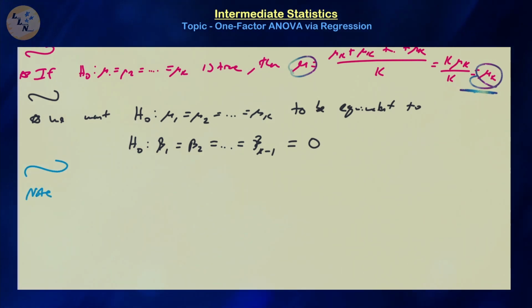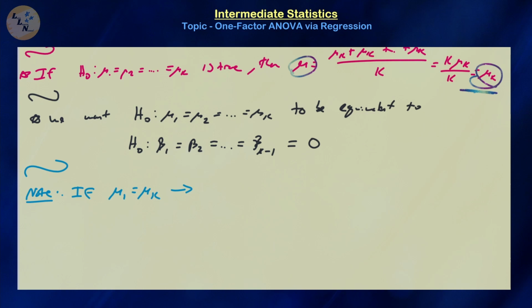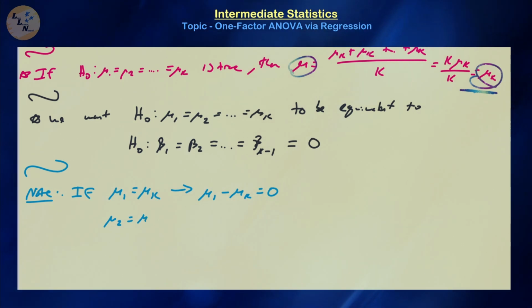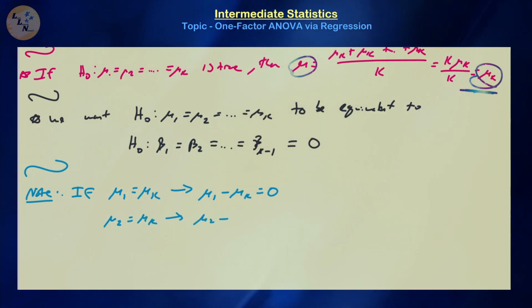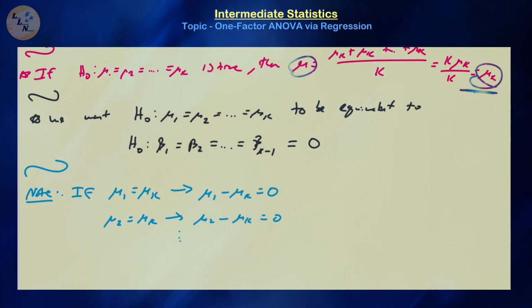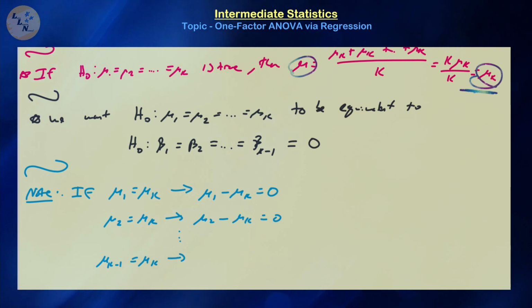So let's make a couple of observations. If mu1 is equal to mu k, that means mu1 minus mu k is equal to 0. If mu2 is equal to mu k, that means mu2 minus mu k is equal to 0. And we can repeat this process all the way down to: if mu k minus 1 is equal to mu k, that means mu k minus 1 minus mu k is also equal to 0 here.